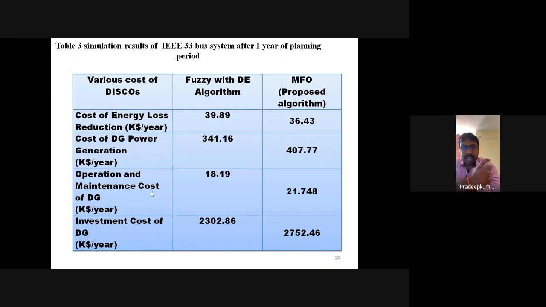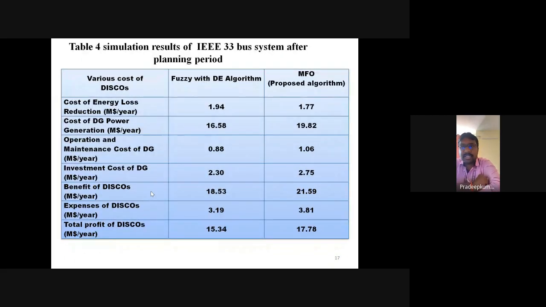Now, the cost of energy loss reduction using the fuzzy with DE algorithm is 39.89. That cost can be reduced by applying the MFO algorithm, that is 36.43. Cost of DC power generation per year is 341.16, and MFO proposed is 407.77. The operation and maintenance cost for fuzzy with DE is 18.19, and MFO is 21.7. And investment cost is 2302.86 and 27.56. These are the simulation results of the IEEE 33 bus system after the planning period.